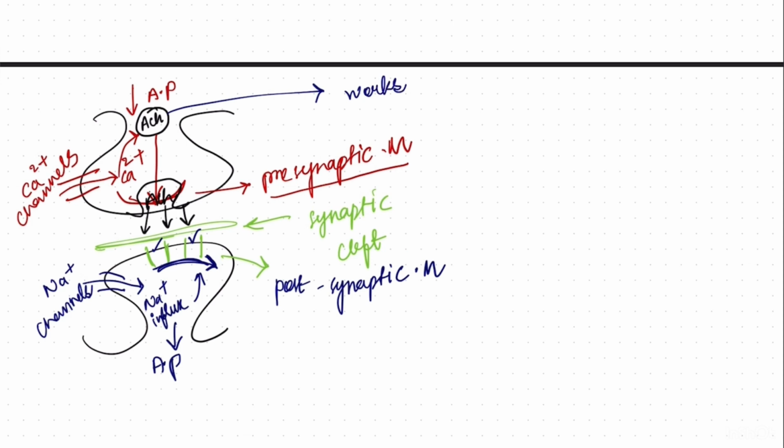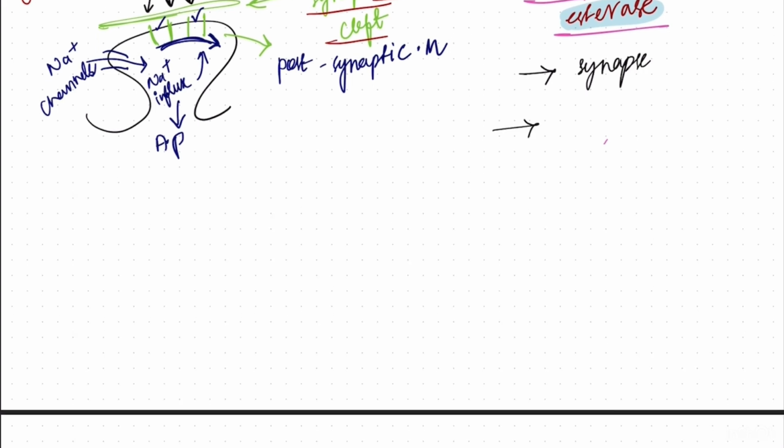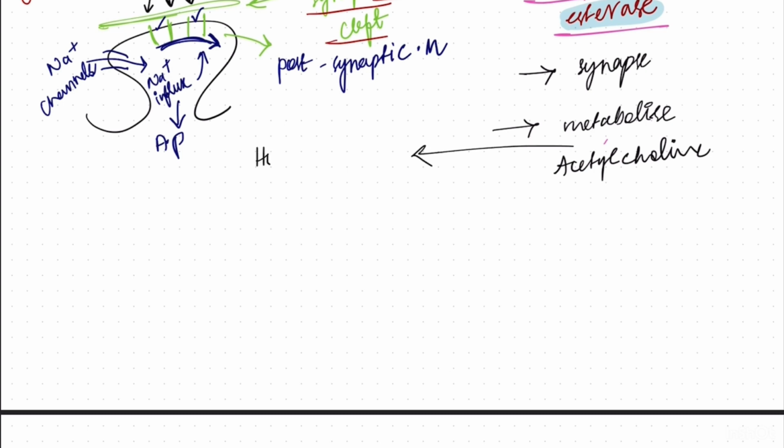But in the synaptic cleft, there is an enzyme which we call acetylcholine esterase. And it is the enzyme which metabolizes acetylcholine. It is present in the synapse and metabolizes acetylcholine. Let's see how it is metabolized.